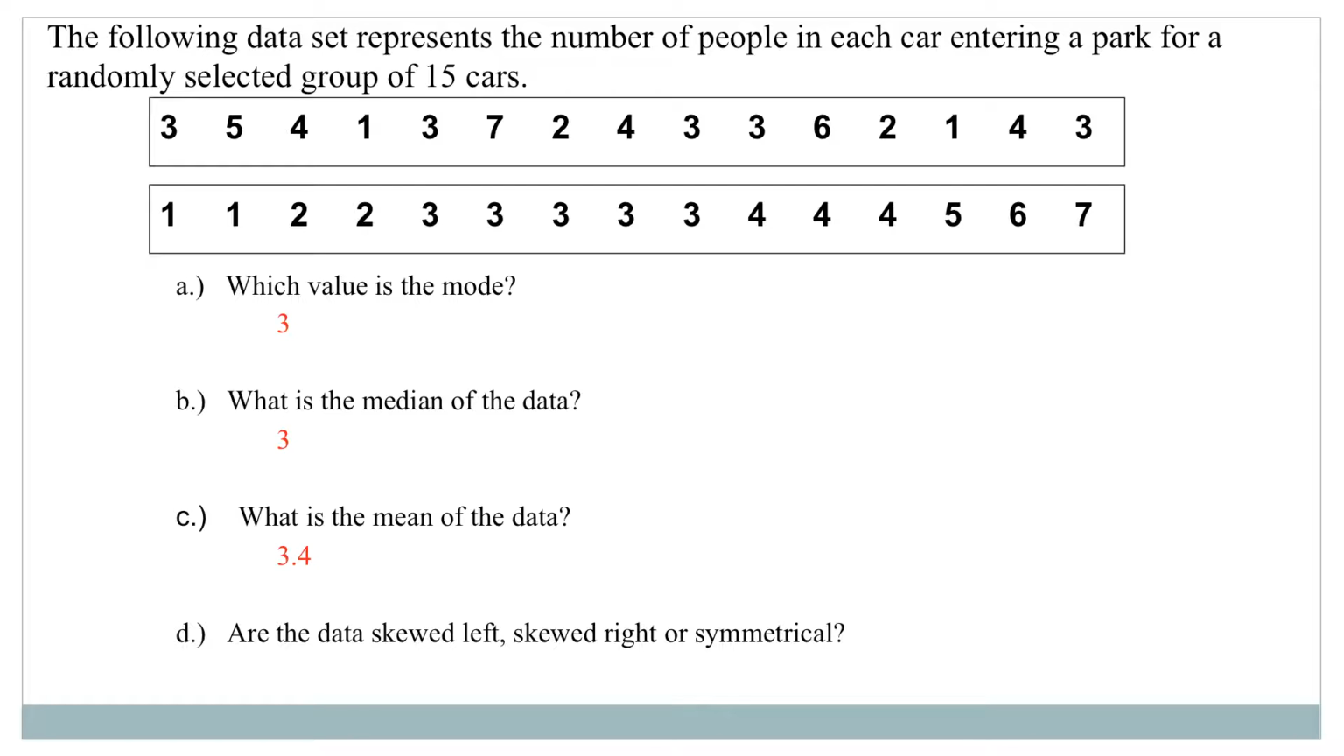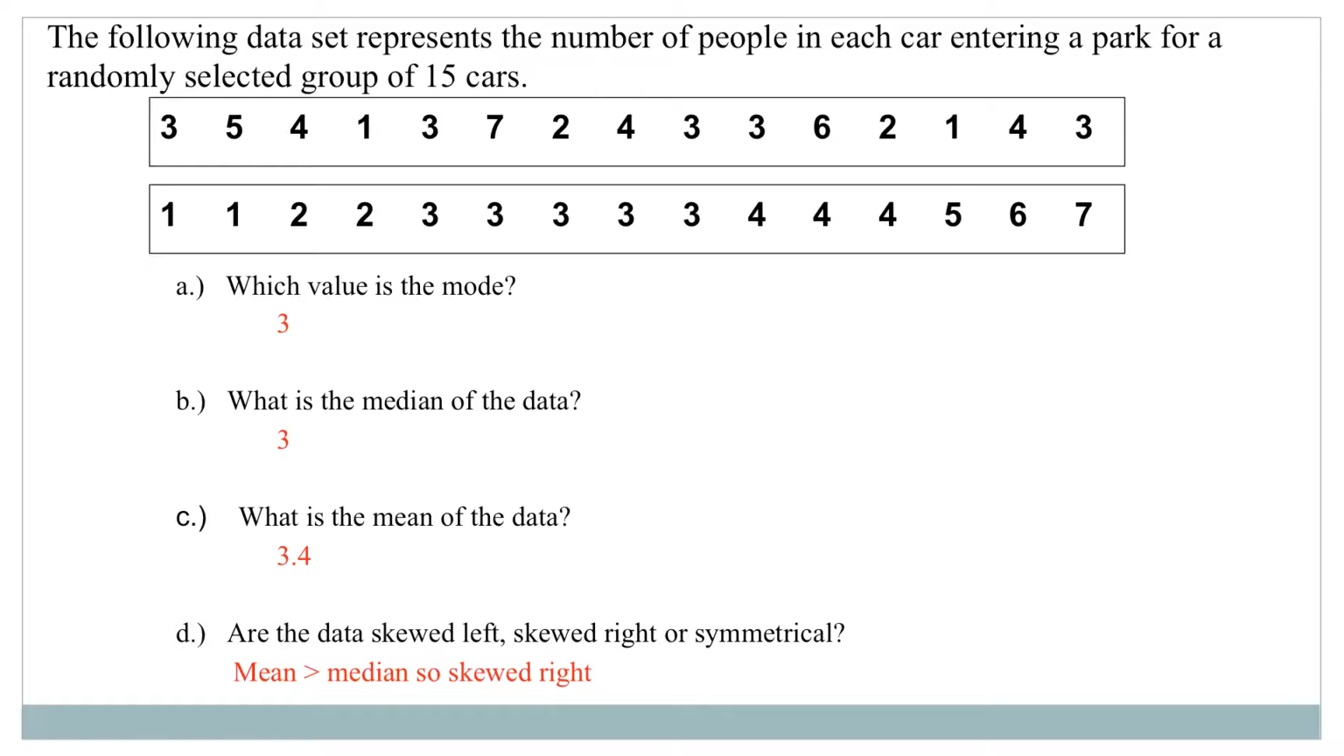So this last question just asks if the data is skewed left, skewed right, or symmetrical. So now that we know what the mean and the median are, we can compare them using the rules that we talked about in class in order to determine if our data is skewed or not. So it's pretty easy to see that the mean is larger than the median. And in this case, we can see that our arrow is pointing to the right, so this would indicate that our data is skewed right.